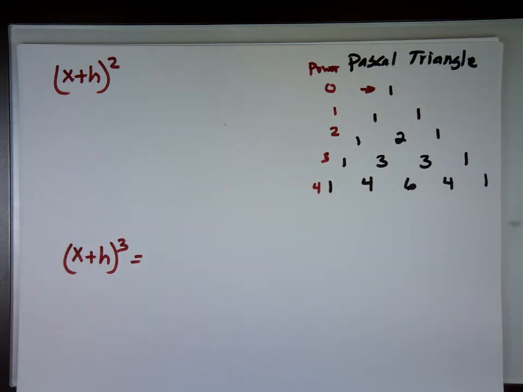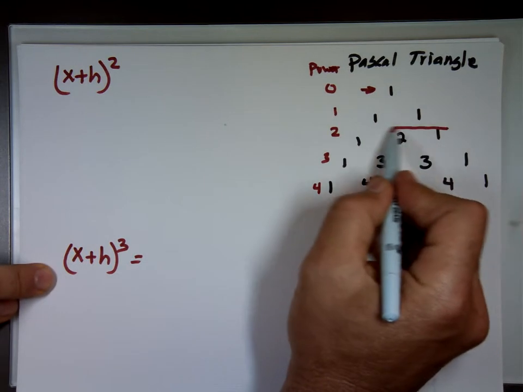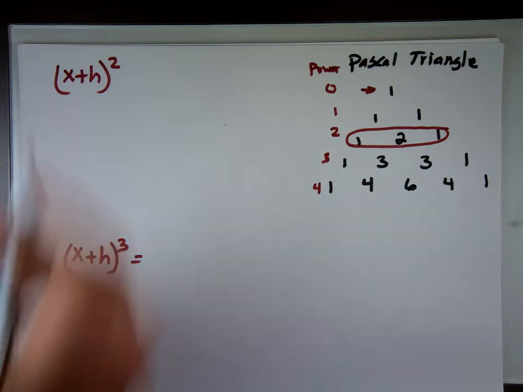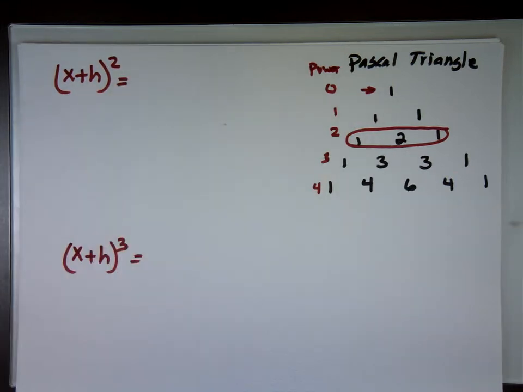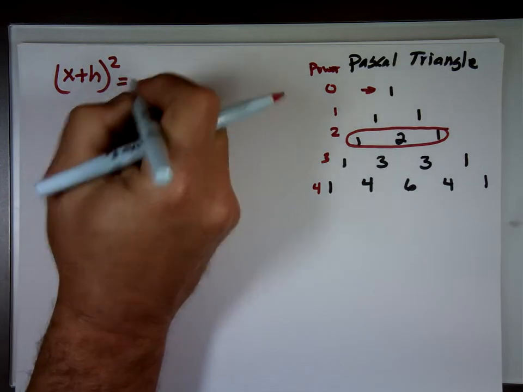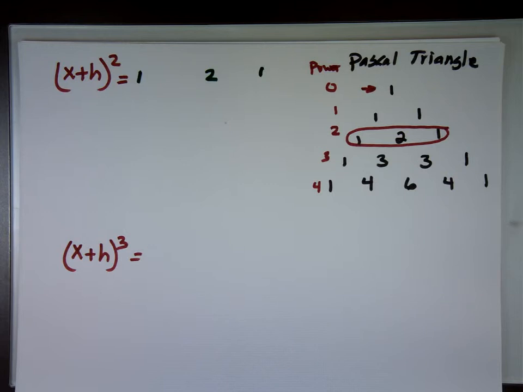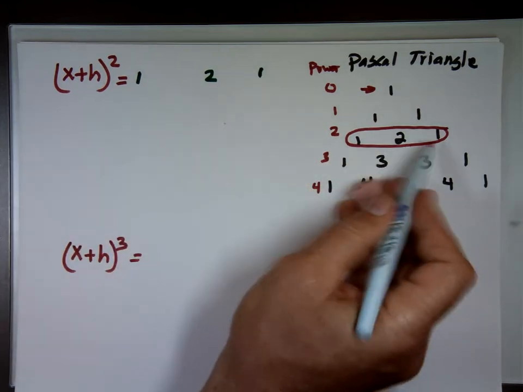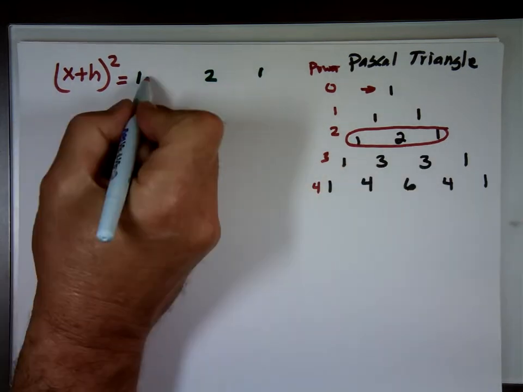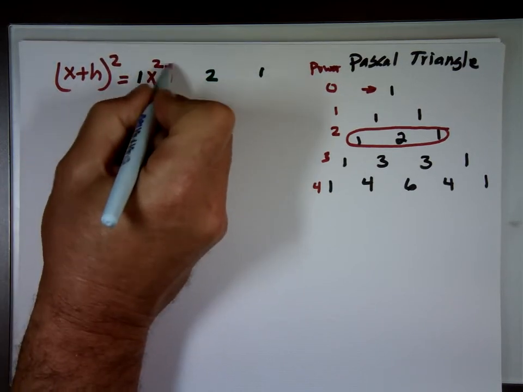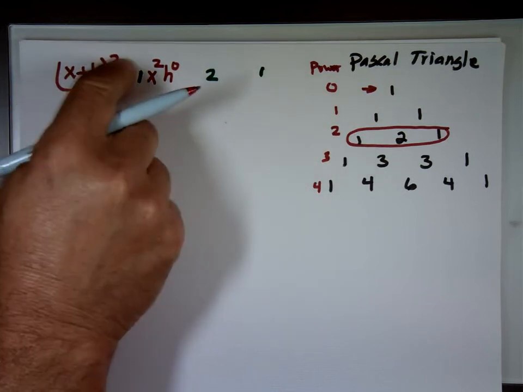So for the power being 2, I'm going to use these three numbers. I'm going to get the answer in one step. The coefficients are what? 1, 2, and 1. Leave a space between them. 1, 2, and 1. These are the numbers I took from here. I'm going to start with x raised to that power, h raised to 0. The first one raised to the power, the second one to 0.